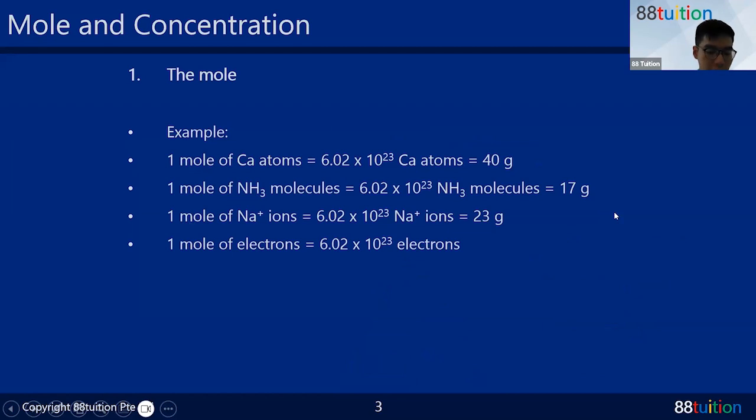So for example, if I tell you I have one mole of calcium atoms, means I have this number of calcium atoms, okay, which is about 40 grams. And then one mole of NH3 molecules is exactly this number. Okay, so it's always this number that keeps coming up. Okay. And you must memorize this number. Yeah, next time when your school teach, they will tell you that you need to memorize also.